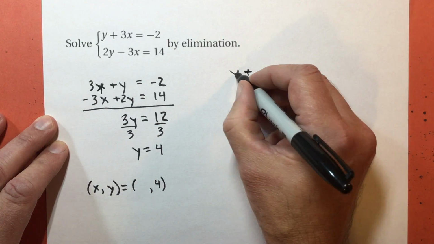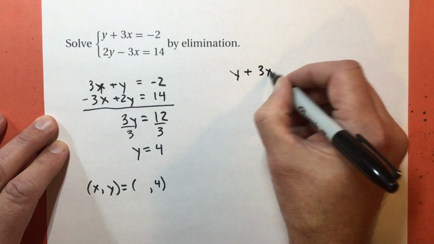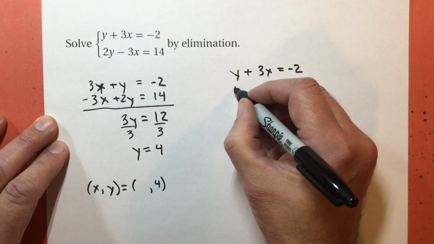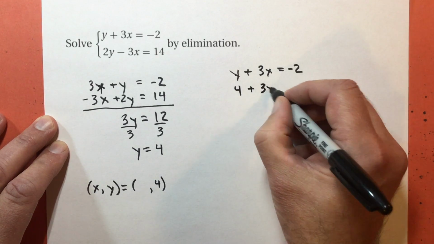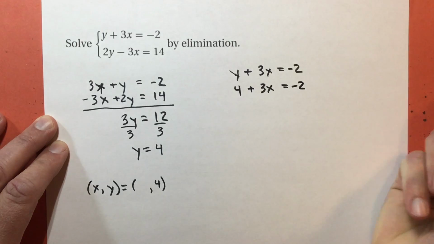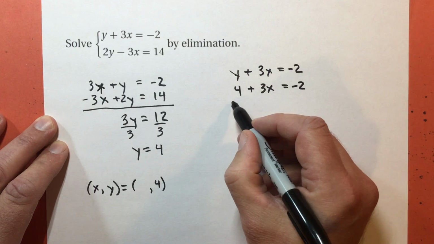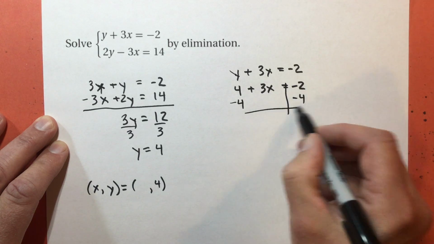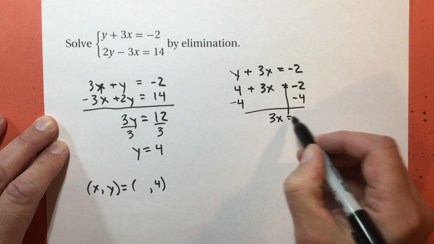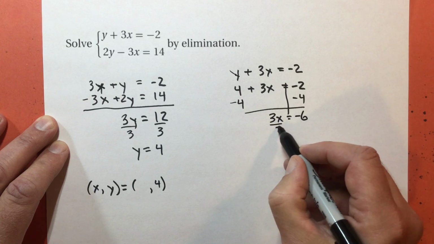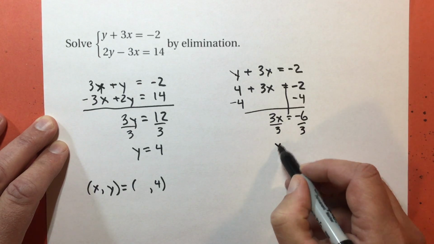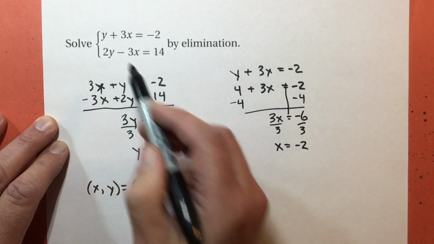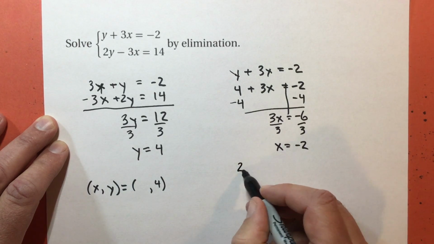I have y plus 3x equals negative 2, and my y is 4, so I'm going to put 4 plus 3x equals negative 2. The opposite of adding 4 is adding negative 4, 3x equals negative 6. Divide by 3, and I get x equals negative 2. So I think that that's going to be negative 2. But let's try it in the other one and see if that works.